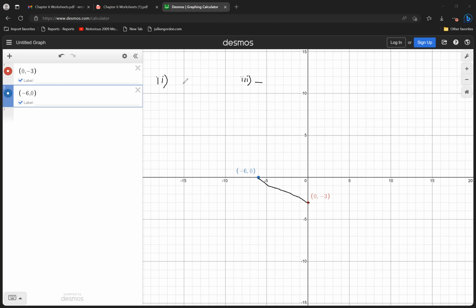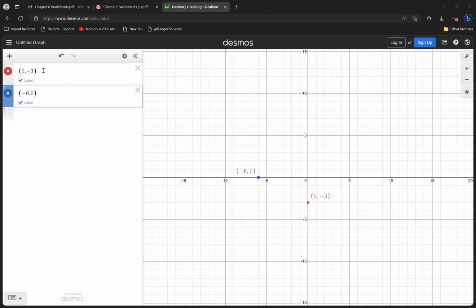What's the slope? 0 minus -3 over -6 minus 0. Okay, now simplify that. 3 over -6. And reduce it, simplify that to lowest terms. Negative half. So there's our negative sign. So we know the slope is negative. Okay. Any questions on that one? No. All right, next one.